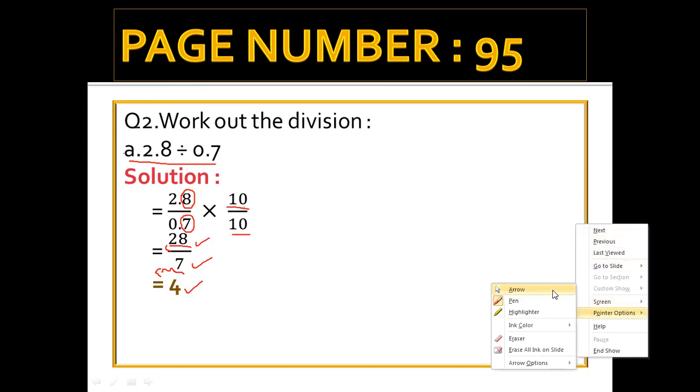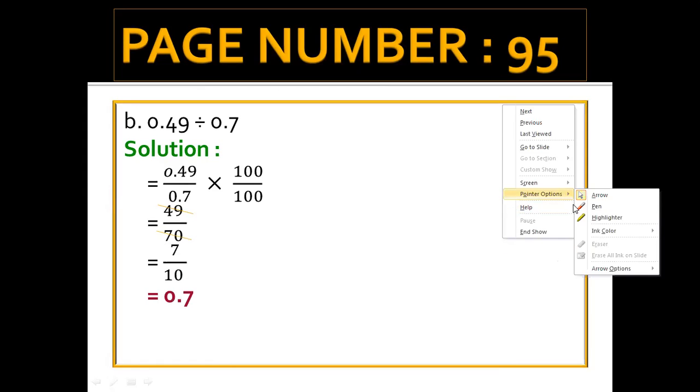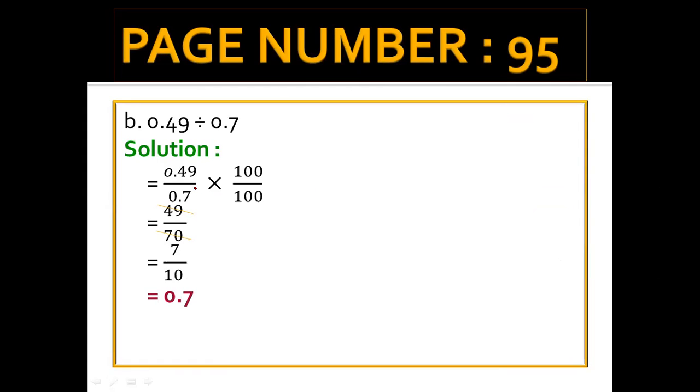The second part, Part B, is 0.49 divided by 0.7. In this part, students, you see clearly that in the numerator there are two numbers after the decimal. It means that we multiply it by 100. In the denominator there is only one number after the decimal, but we multiply and divide by the same number. So that's why we are bound to use 100.